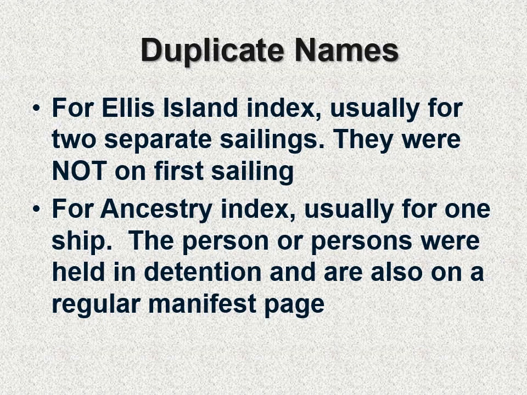So for the Ellis Island Index, usually there are 2 separate sailings there. They're not on the first sailing. For something like the Ancestry.com index, that's usually for 1 ship. The person or persons were held in detention, which is separately indexed and also on a regular manifest page.